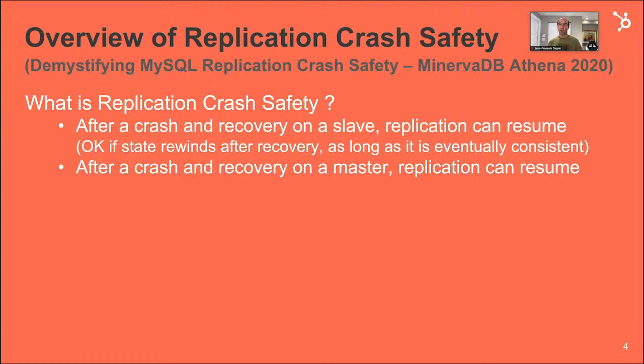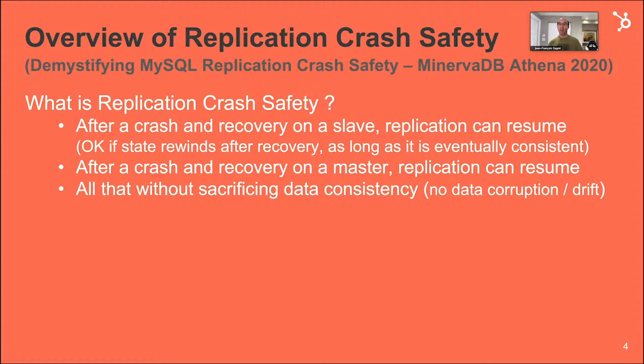Now we talked about the slave. What about the master? The master can crash. After recovery of a crashed master, slaves should be able to resume replicating. It's not always the case. This is also important, and this without sacrificing consistency. We do not want silent data corruption between slaves, because there are some cases where replication is able to recover, but the consistency is compromised. We have data drift. If this happens, then we can say replication wasn't crash safe.